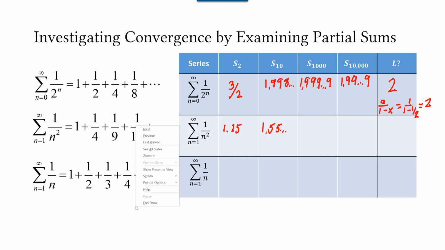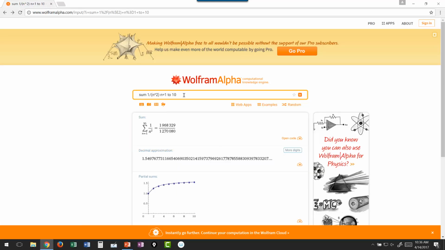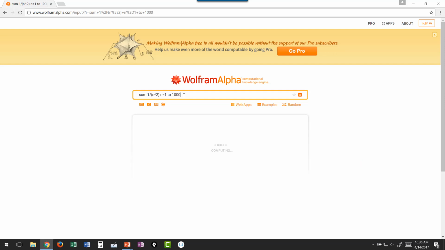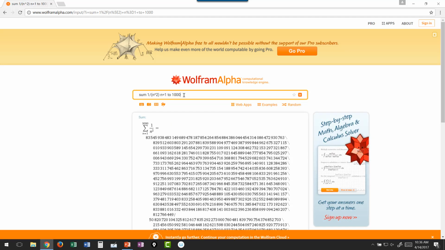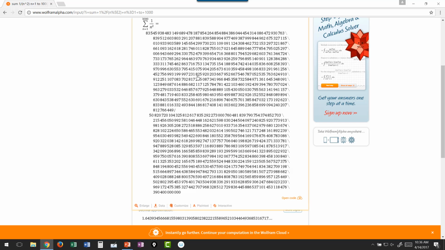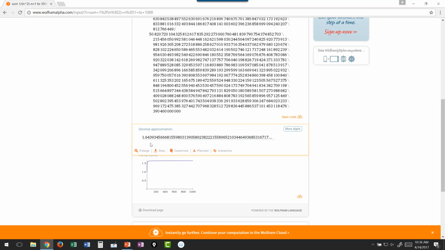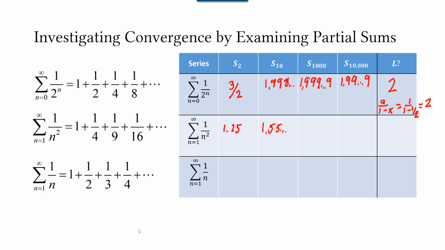And now I want to see what happens if I add more terms. So S sub 1,000 is the next one in our table. So I'll go from n equals 1 to 1,000. And if I add up all the squares all the way out to 1 over 1,000 squared, well, Wolfram will give you the fraction. But what's more important here is the decimal approximation. It's 1.6439. So let me add that to the table. 1.6439.